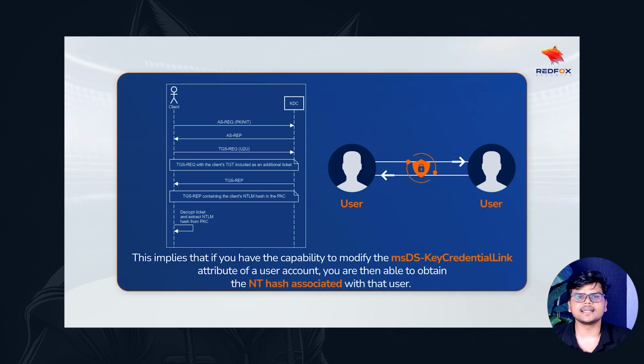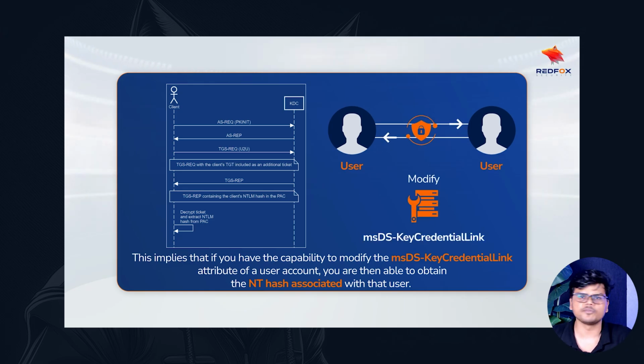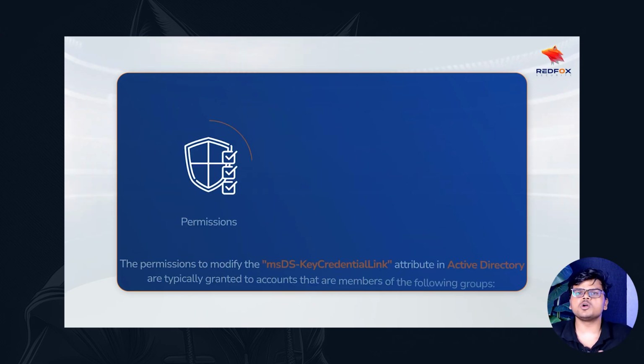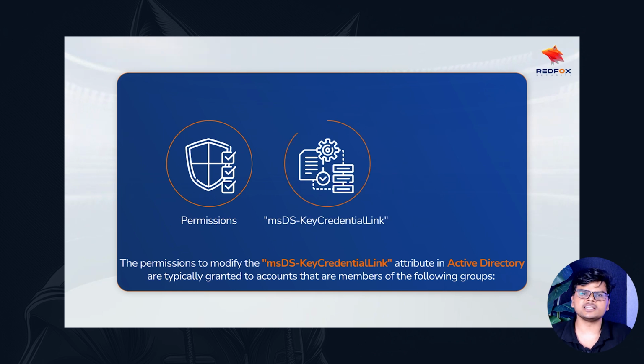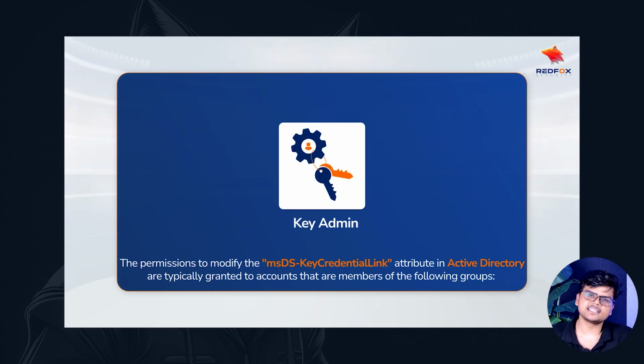This implies that if you have the capability to modify the msDS-KeyCredentialLink attribute of a user account, you are then able to obtain the NT hash associated with that user. The permissions to modify the msDS-KeyCredentialLink attribute in Active Directory are typically granted to accounts that are members of the following groups: Key Admins, Enterprise Key Admins.